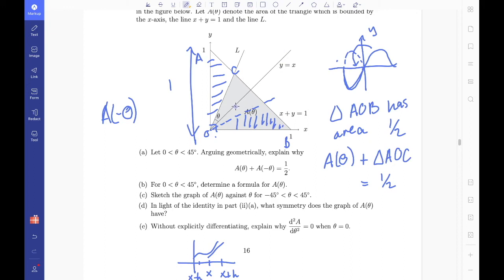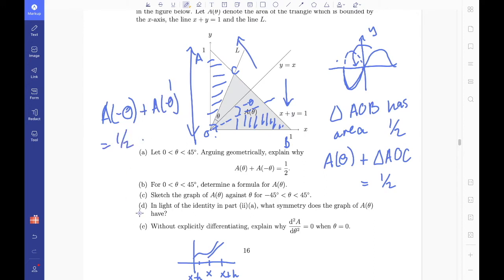So if this angle here is minus theta, then the distribution of shapes on this side of the line y equals x is going to be the same as the distribution of shapes on this side of y equals x. So that's argued it, right? I think that's pretty thorough. A of theta equals 1/2.